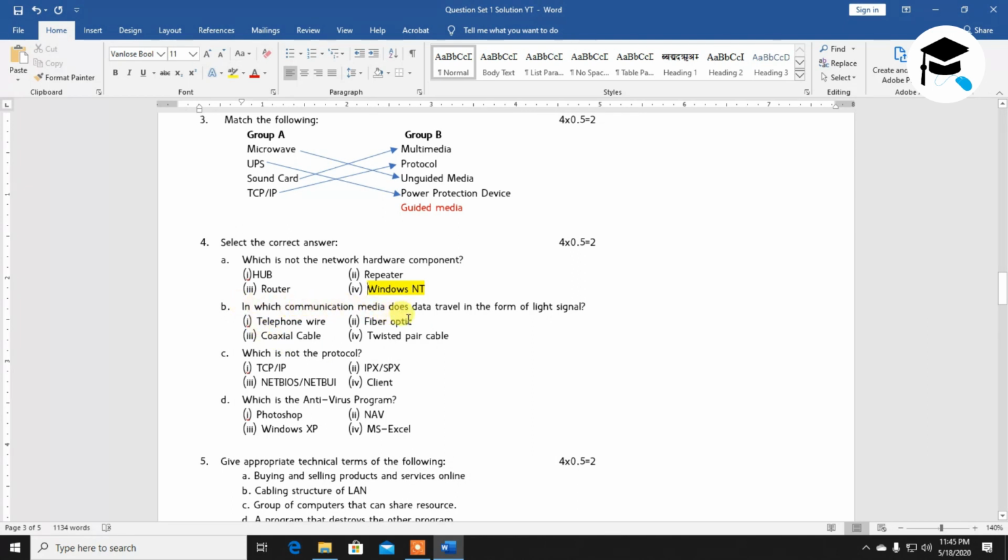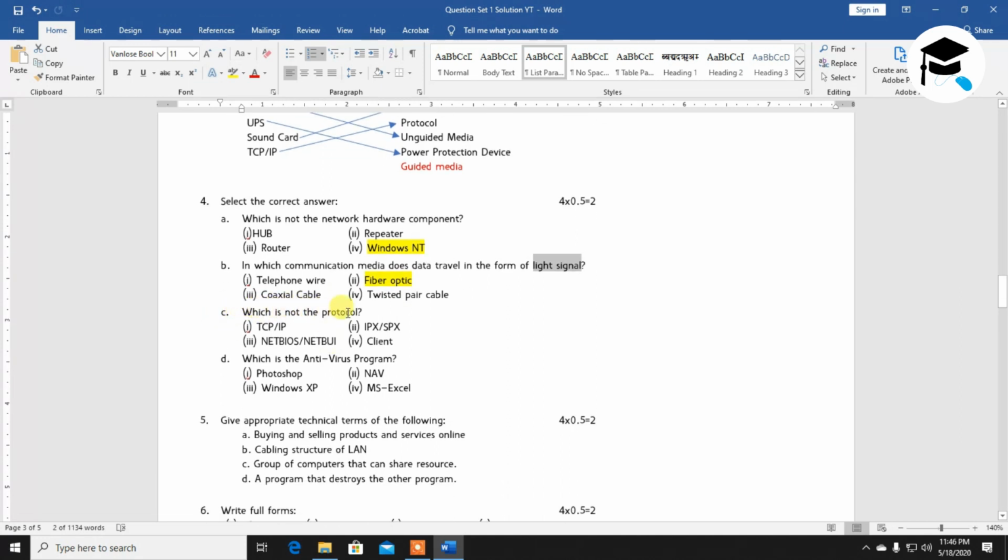Similarly, in which communication media does data travel in the form of light? Telephone wire, coaxial cable, fiber optic, twisted pair cable. Whenever you see the term fiber optic, you need to understand the data transfers in the form of light signal. You can directly choose this option, and remember always, whenever the fiber optic word appears, light signal should appear there.